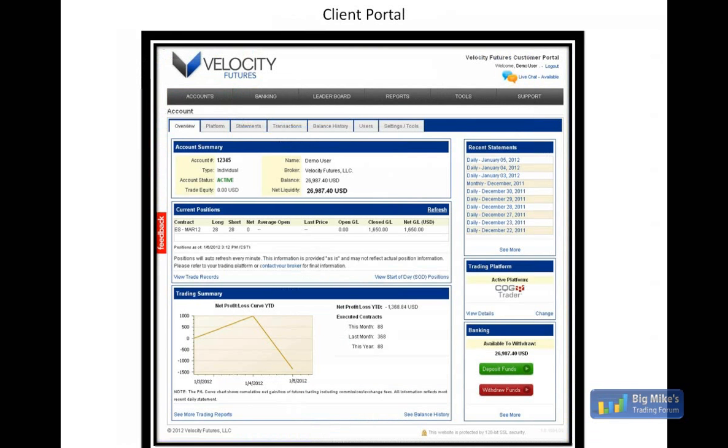It's a multi-purpose, secure client portal, and I'm going to go over a couple screenshots of this just to show you some of its functionality. This is the home page that you're looking at right now, and from here you can quickly review and manage your account and much more. From the home page, you can quickly see real-time positions, P&L history, account balances, net liquidity, monthly and annual contract volume totals, as well as year-to-date net profit and loss curve there in the bottom left-hand corner.